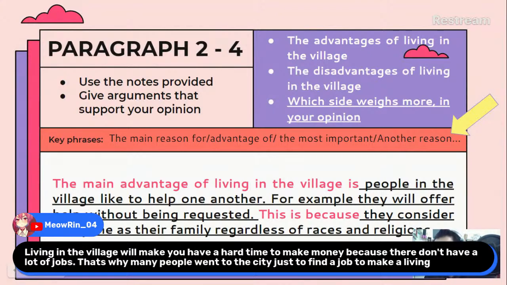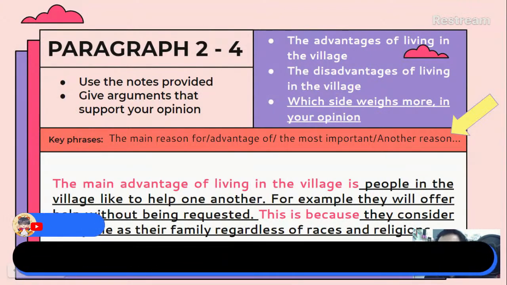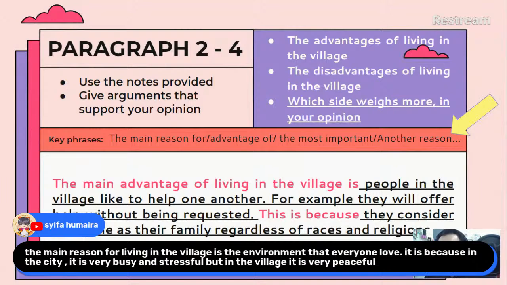Okay, next kita ada satu lagi. The main reason for living in the village is the environment that everyone loves. It is because in the city it is very busy and stressful, but in the village it is very peaceful. So this is advantages of living in the village. Good.